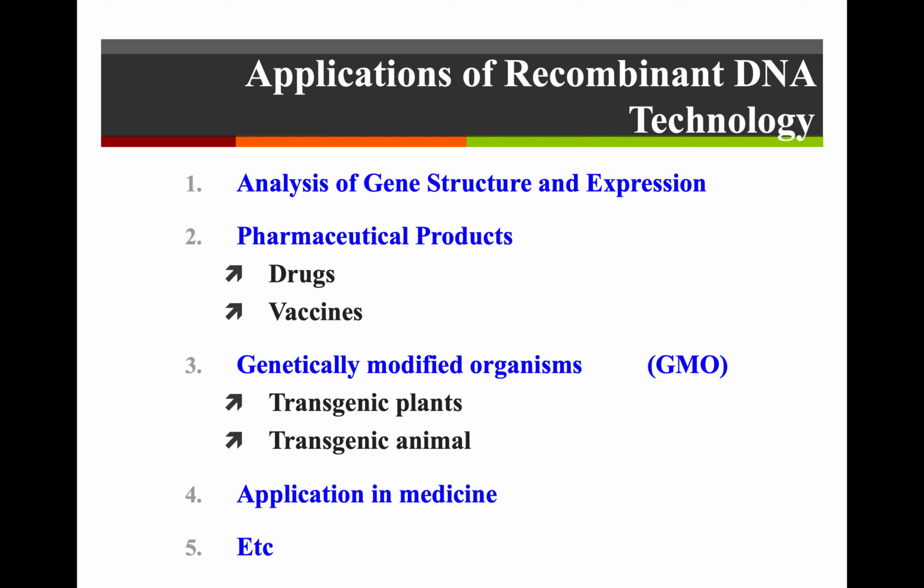The third is for the GMO or genetically modified organisms, whether transgenic plants or transgenic animals. And of course, the application in medicine and a whole lot more in the food industry, in the textile, in our everyday life. So a lot of it could be applied, the recombinant DNA technology.